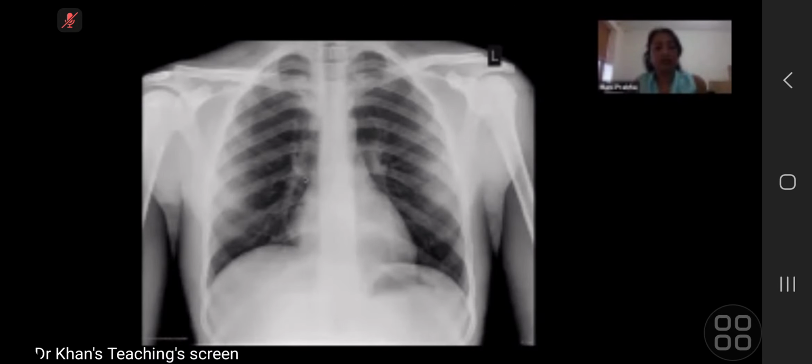And after treatment, this was the picture. So yeah, hilar lymph nodes have largely resolved. Also, the paratracheal lymph nodes have resolved. The consolidation also appears significantly less in comparison to the previous X-ray.